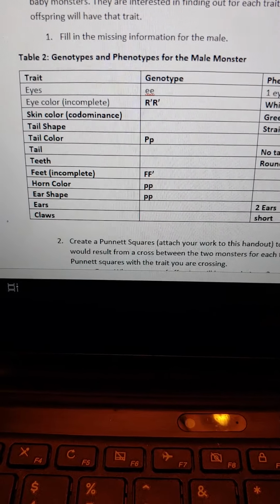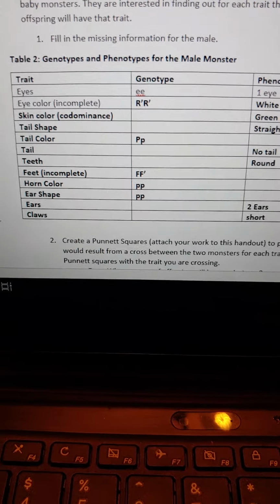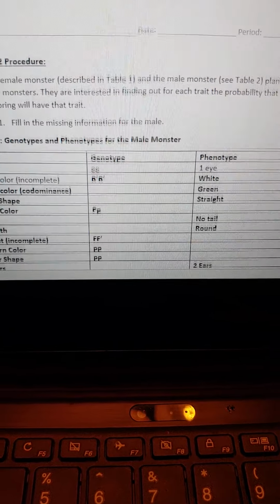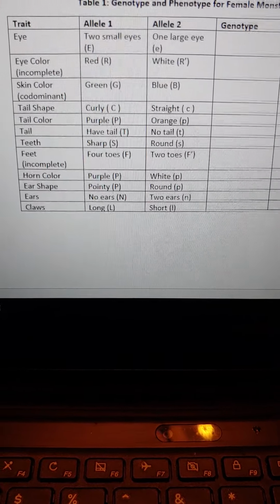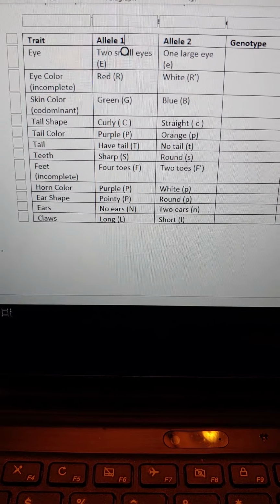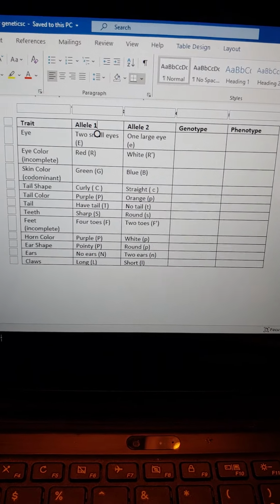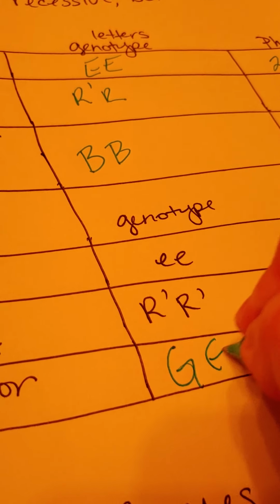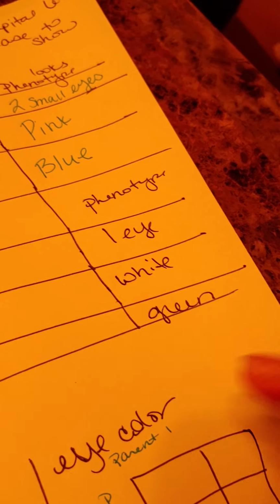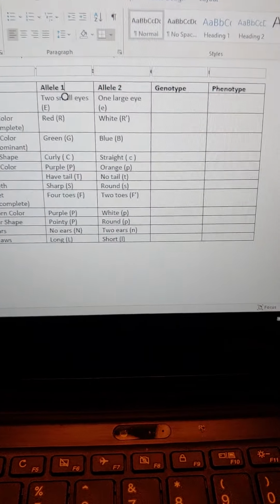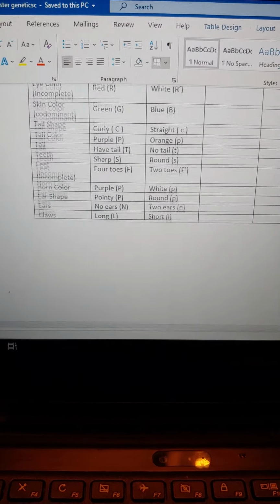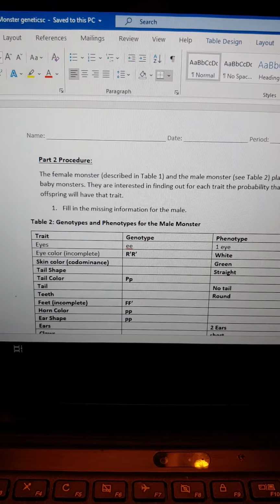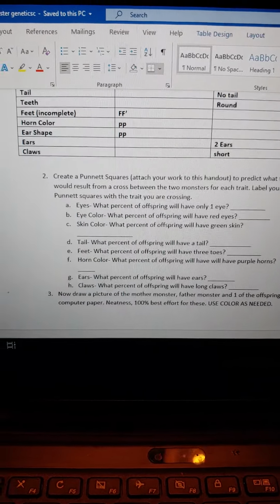Now for codominance, the one where both show, if I have green, let's scroll up. To get green, I have to have two G's, which actually we ended up with the opposite on the other one. So down here, we're going to write GG, and we're green. So you're using the other table to fill that in.